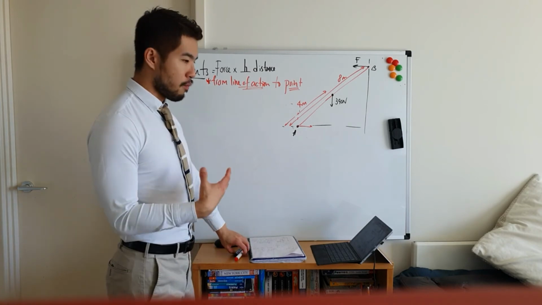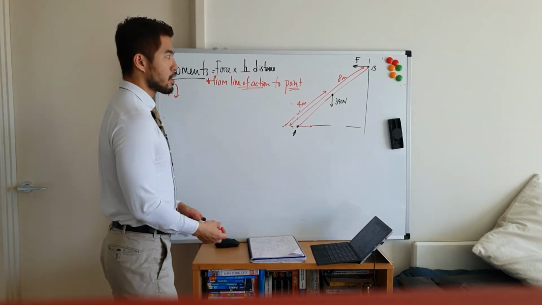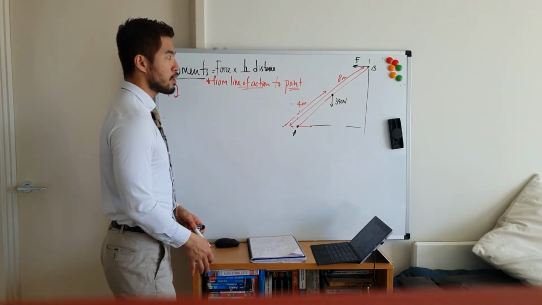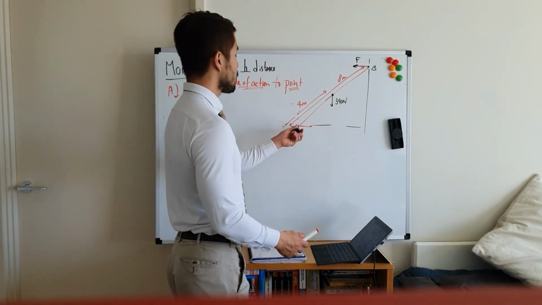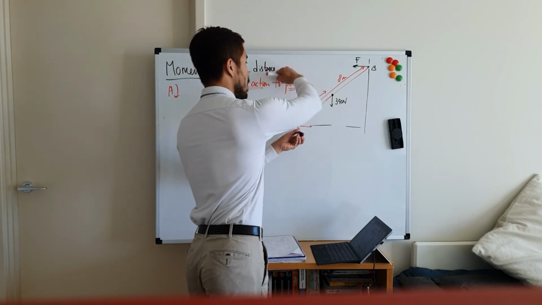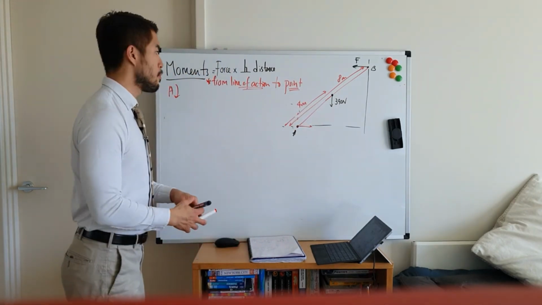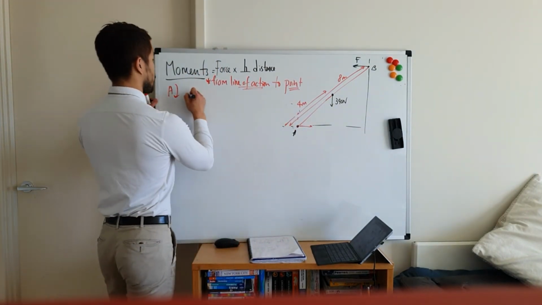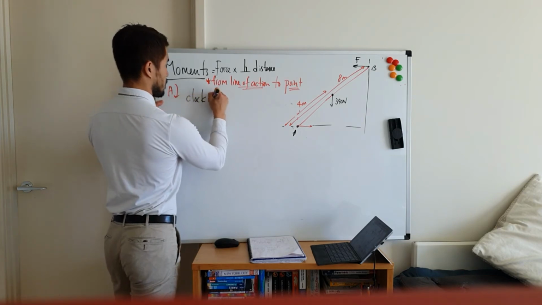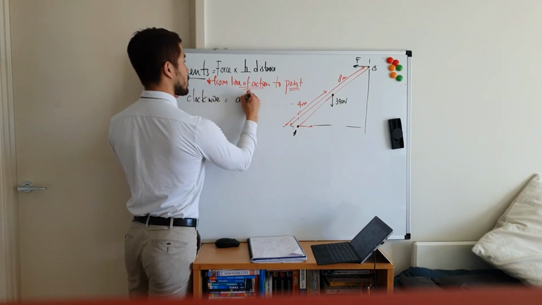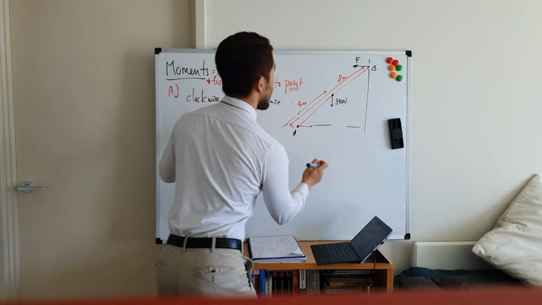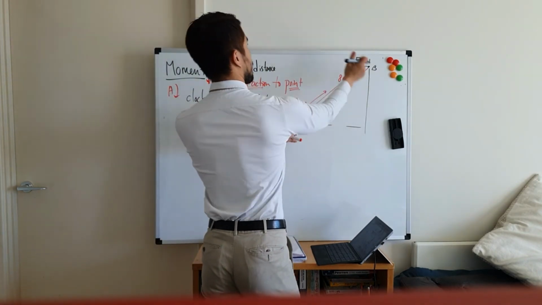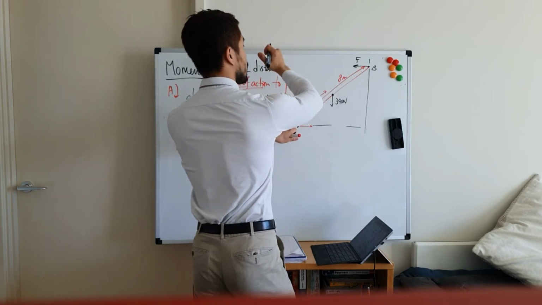What is the clockwise moment? Which one gives us a clockwise moment? Which one gives us an anti-clockwise moment? Let's take our finger at A, pull the 390 down. This is going to give us a clockwise moment. So, clockwise equals anti-clockwise, because at F, it is going to give us an anti-clockwise moment.